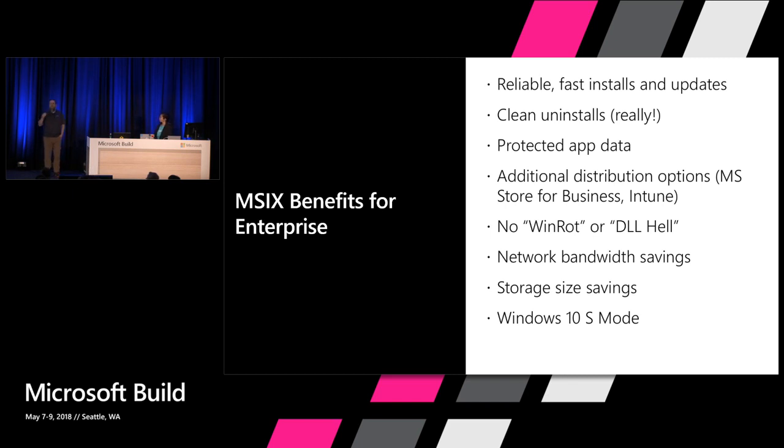And you will get substantial savings in your network bandwidth because we will deliver differential updates for your applications. If you have a 2 GB app package and you make a quick bug fix, the MSIX pipeline is smart enough to only get those changes down over the network. We won't download the whole 2 GB package, and you don't have to do anything about it. The developer doesn't need to know about it. The admin doesn't need to know about it.